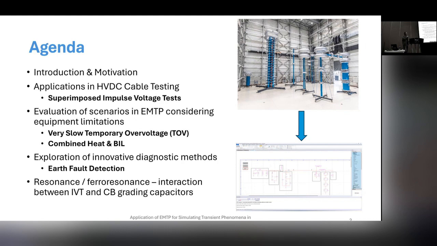Combined heat and basic insulation level test is done for power resistors, which are commonly used in HVDC substations. So here there was, let's say, one request to do such a test, and we didn't know if the equipment will be able to do that. So we simulated the test circuit in EMTP to check what is the capability of that.